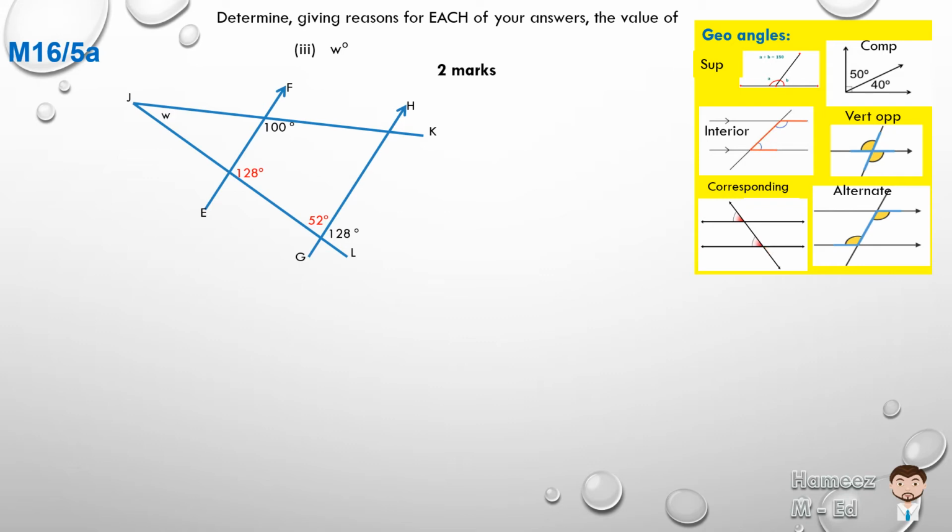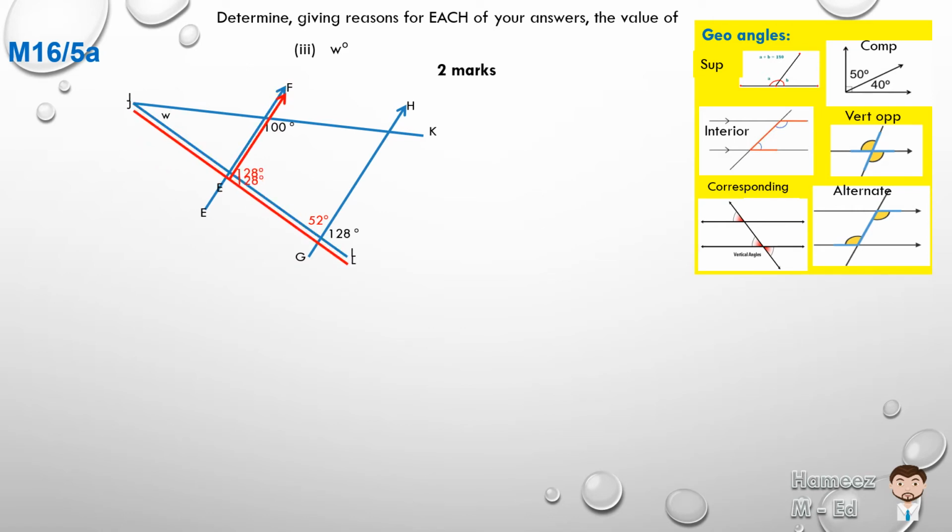So let's look at what we had. We found x was 52, y was 128, and we need to find w. How are we going to find w? Take a minute and think about it. W is part of a triangle, so if we can work out the other two angles, then we can solve for w. So let's see.